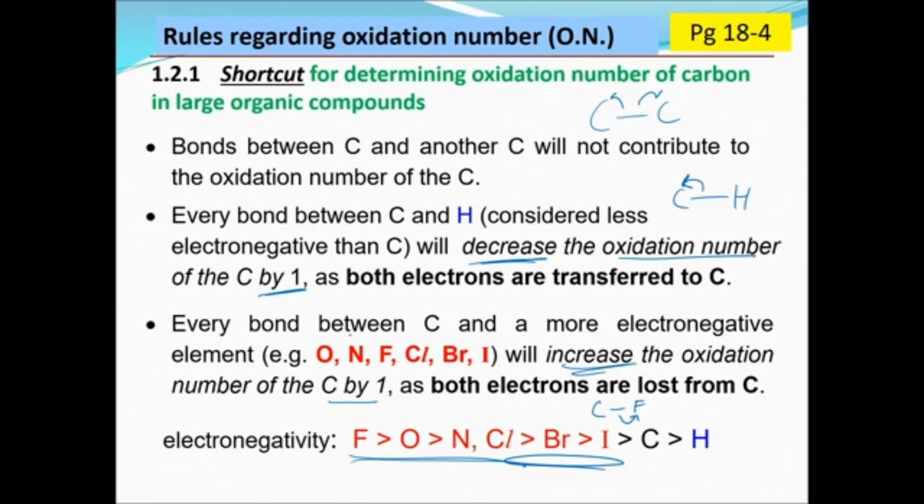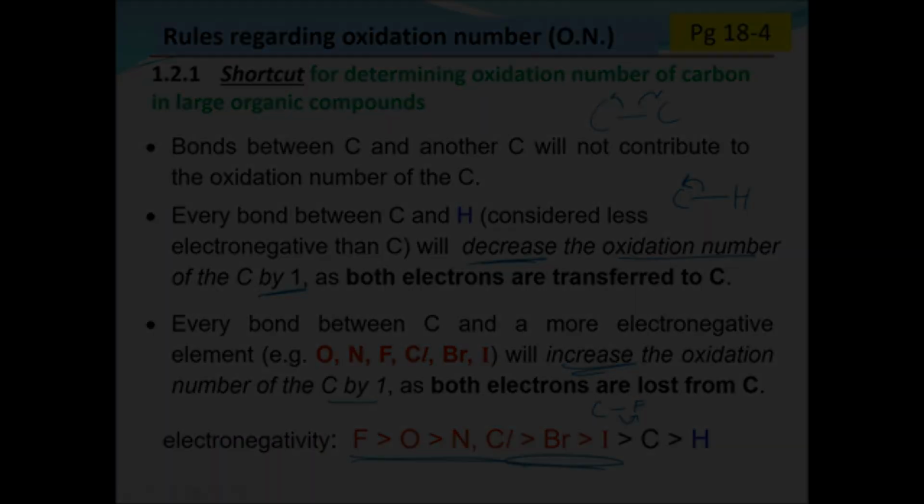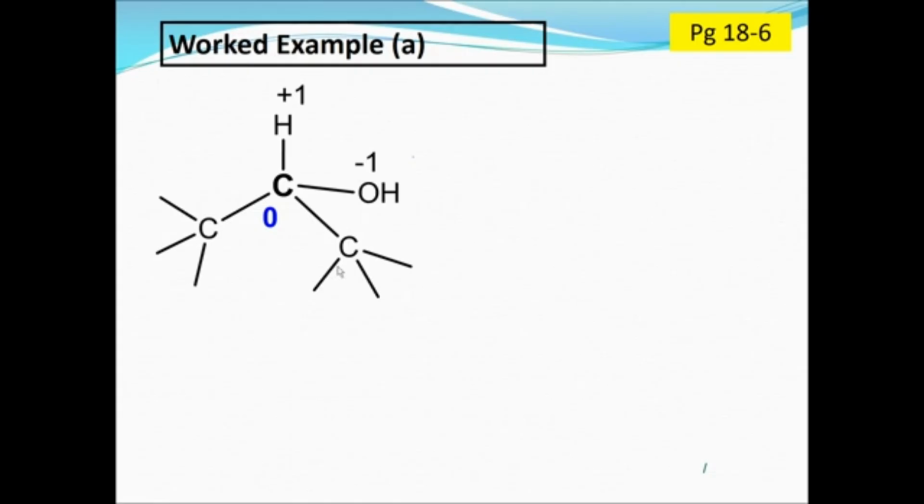So with this shortcut and also the earlier, a bit longer method of determining oxidation number, you could also take a look at the next page, 18-5, for a large number of examples to see whether you can fully understand this. Let us look at this worked example.